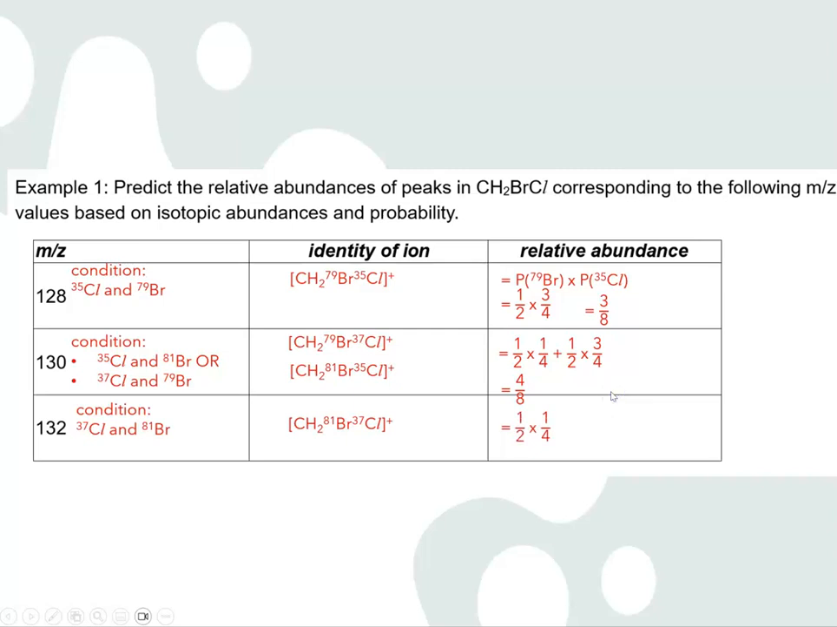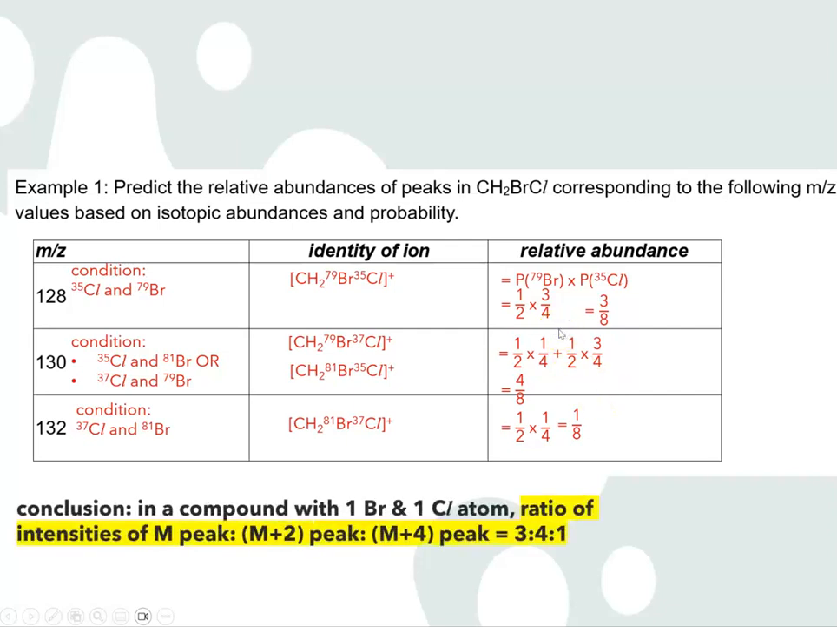And lastly, for m/z 132, the only situation is bromine 81 and chlorine 37. So the probability here is half times 1/4, which will give you 1/8. So the conclusion we can draw is that if I have a compound that has one bromine and one chlorine atom, the ratio of intensities of the M peak to the M plus 2 peak to the M plus 4 peak will be 3:4:1.